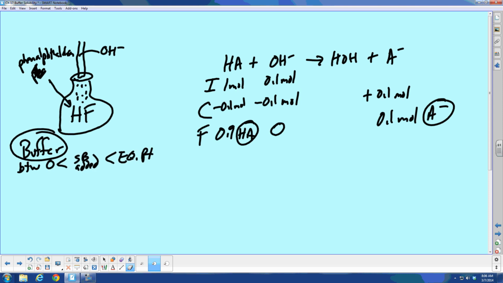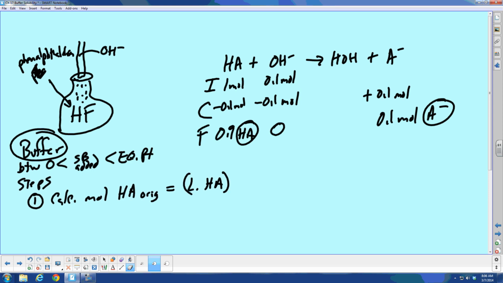Now, do you guys remember the steps for determining the pH of a buffer solution? Well, maybe you do, maybe you don't. So first, let me tell you the steps. Number 1, we want to calculate moles of HA original. Well, that's easy, right? How do I get that? That's equal to my volume of HA times the concentration of HA. All right, and we've done that really. When you calculated the equivalence point, you made that calculation.